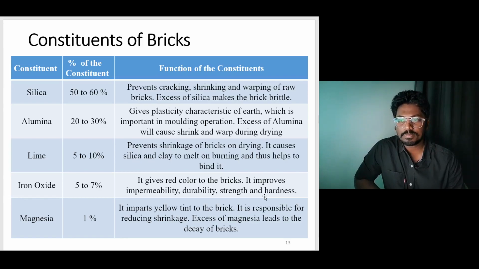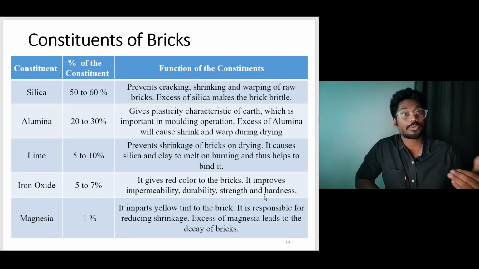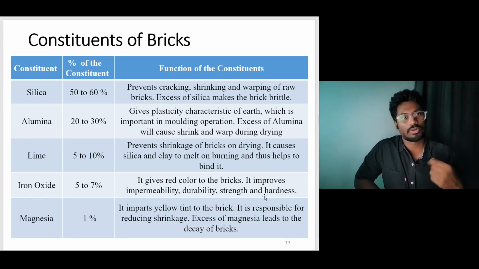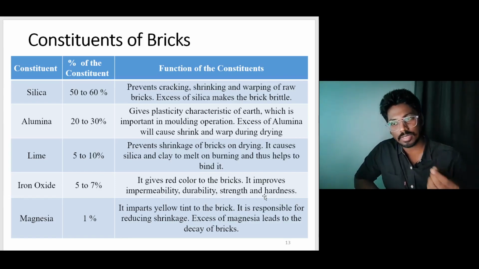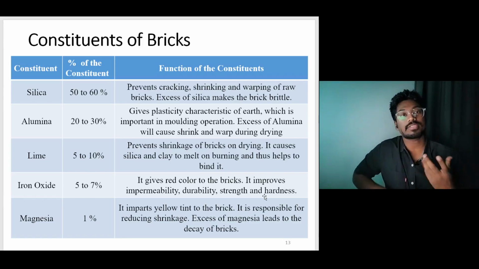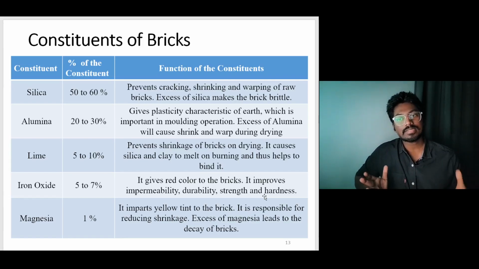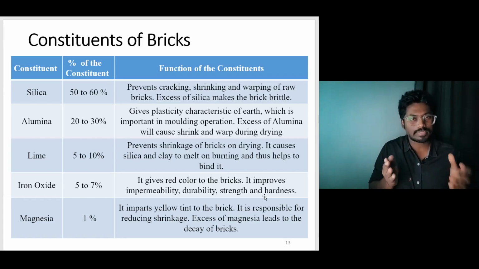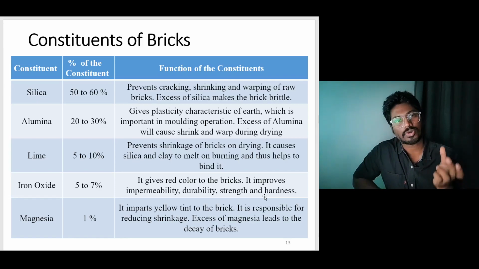Lime, 5 to 10%, it prevents the shrinkage of bricks on drying. It causes silica and clay to melt on burning, and this helps to bind it. So lime has two advantages over here. Number one, it prevents the shrinkage that might happen due to excess silica and alumina. Number two, it acts as a medium that can bind all the materials together when they're put into a kiln or a furnace. It melts because lime produces a tremendous amount of heat. This melts and burns all the constituents in that brick masonry unit in order to bind it on a much stronger note.